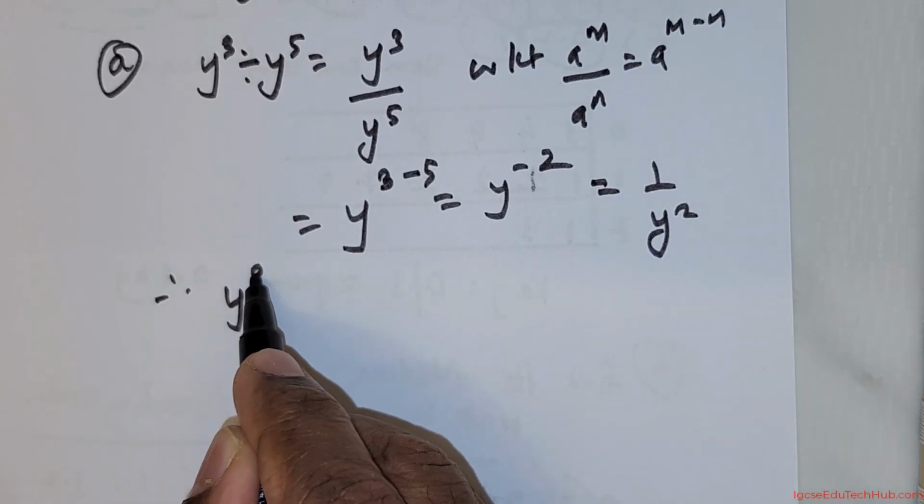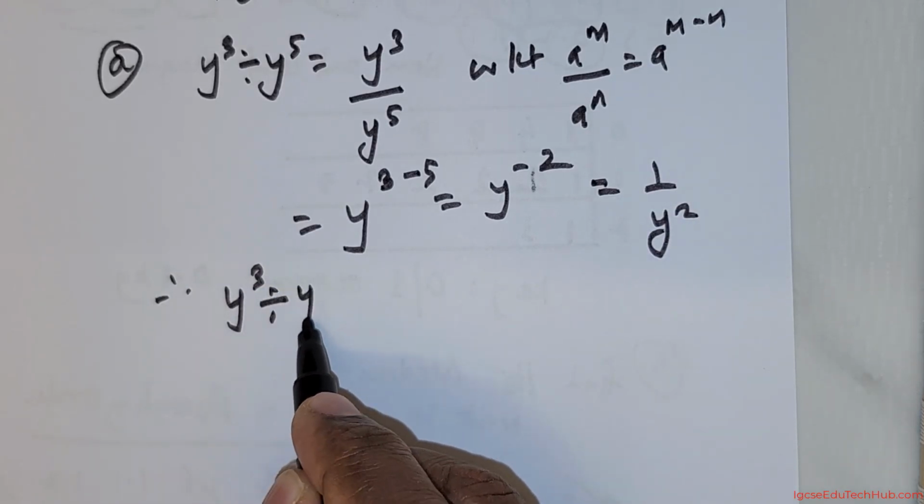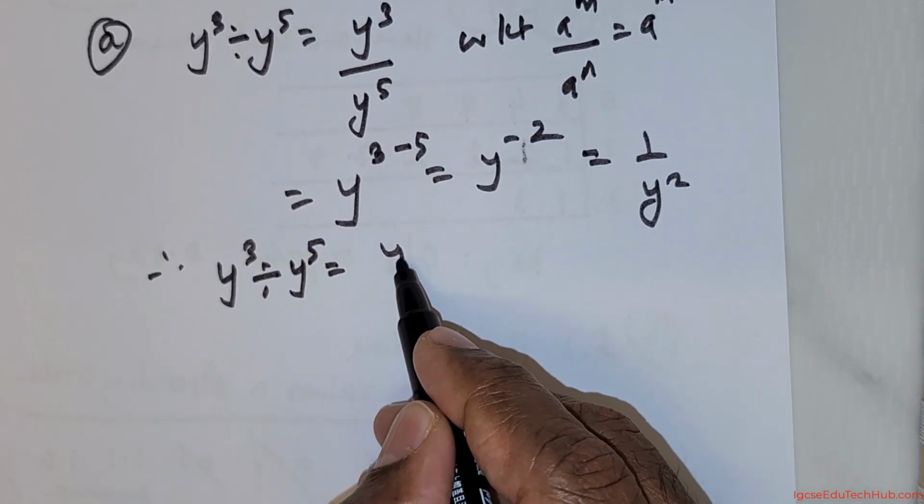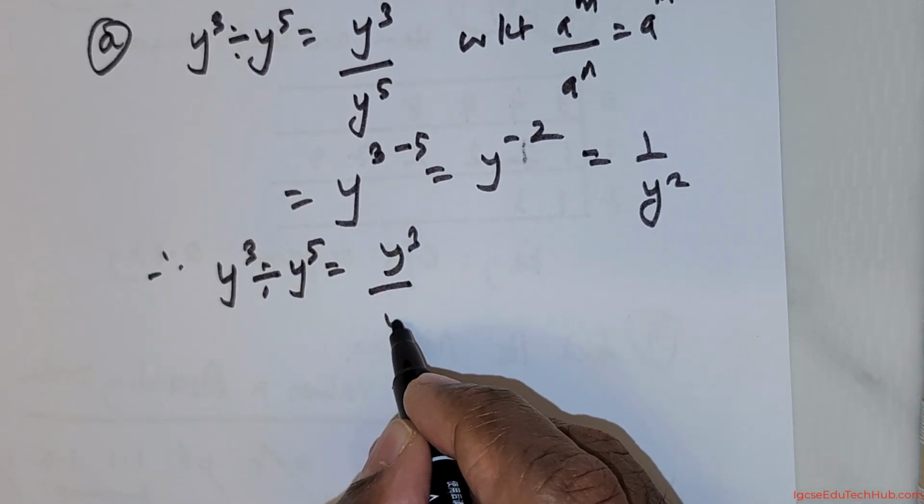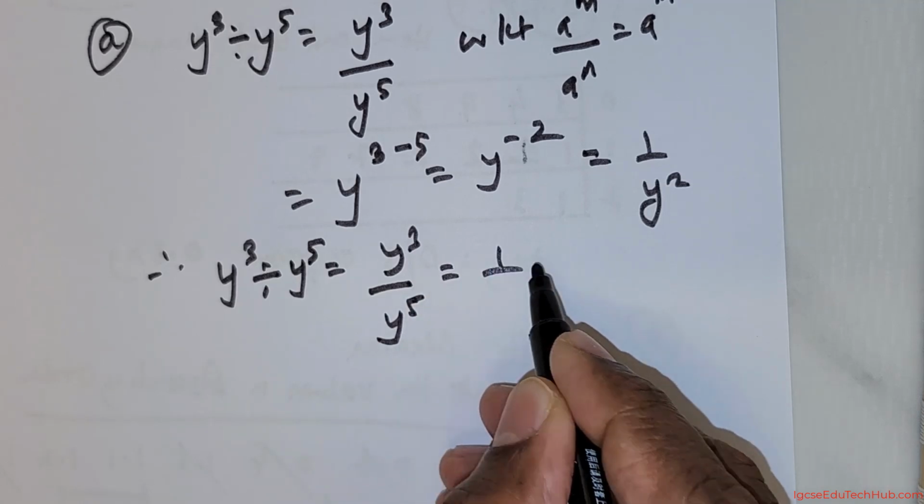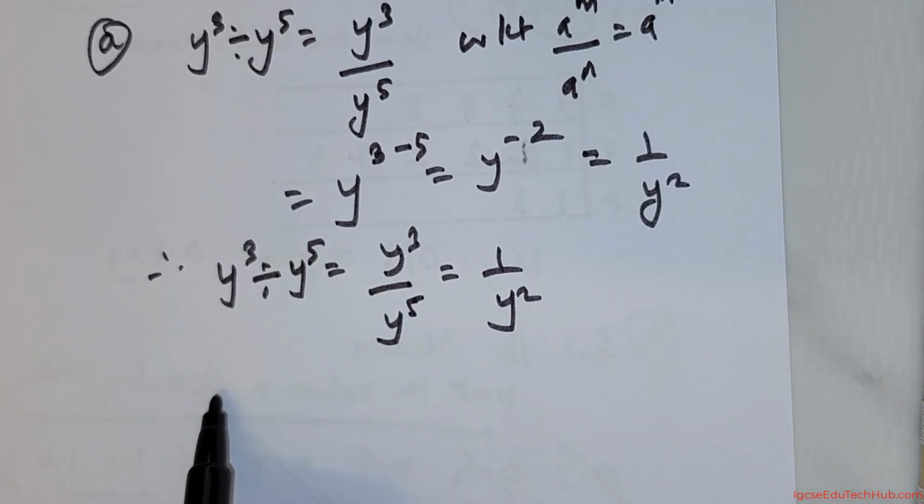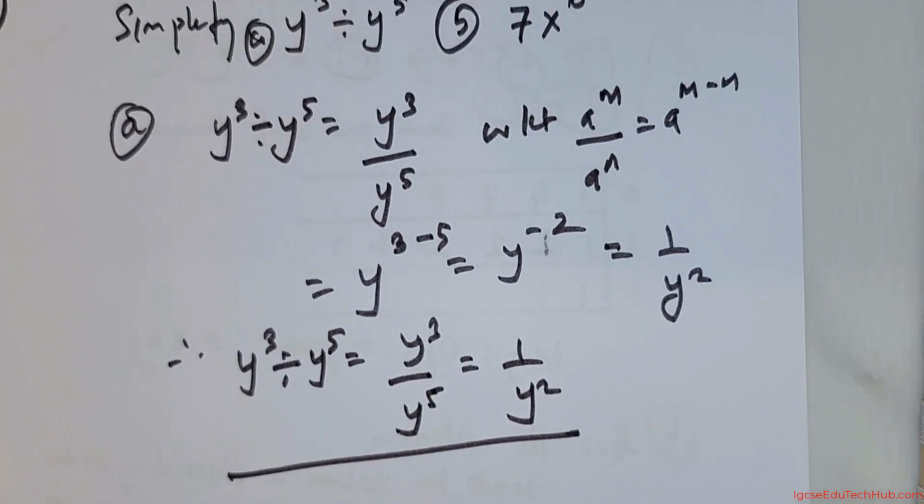So therefore y raised to the power of 3 divided by y raised to the power of 5 is 1 over y squared. So that's the solution for this question.